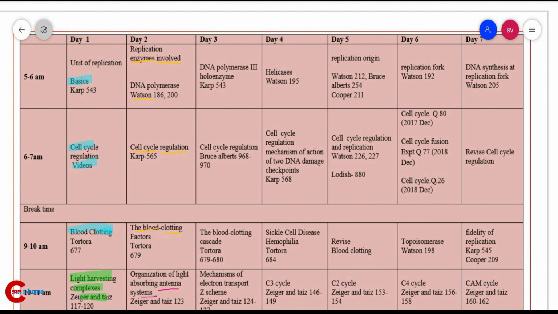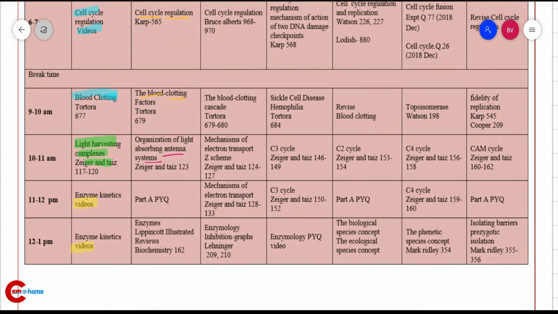Organization of light absorbing antenna system. Then 11 to 12 p.m., study previous year, just work on the part A previous year questions. Then 12 to 1 p.m., enzymes, Lippincott Illustrated Reviews. You can read the chapter. It's very easy, Lippincott, it is very easy.